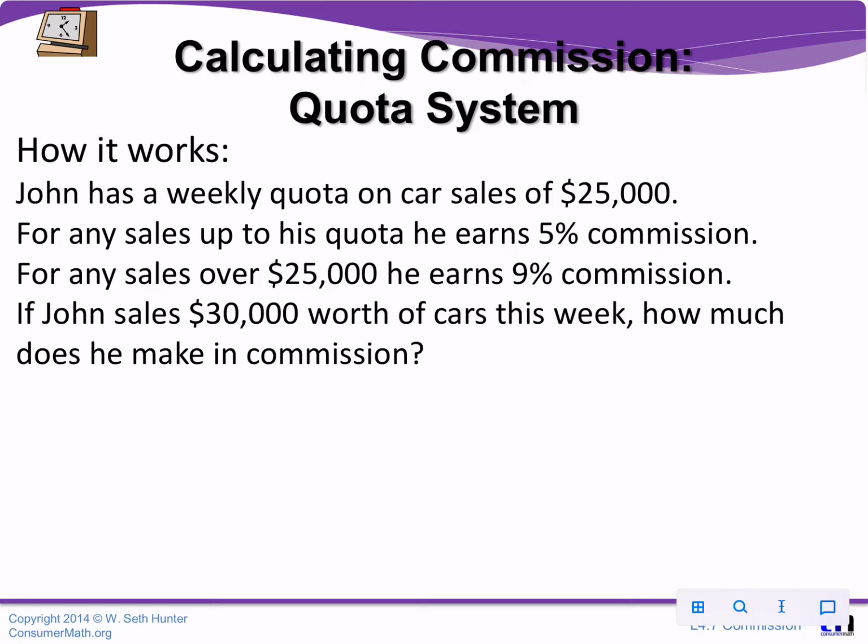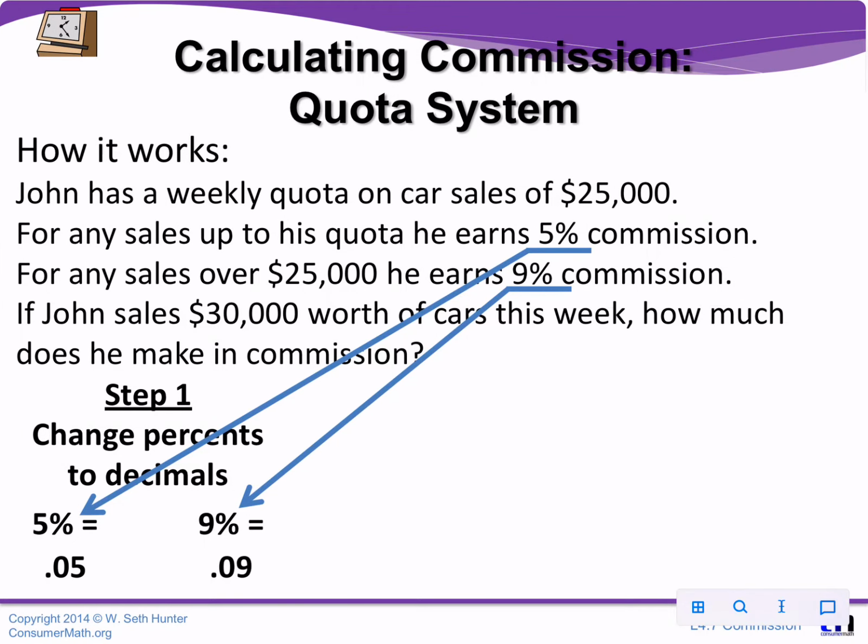How it works: Johnny has a weekly quota on car sales of $25,000. For any sales up to his quota, he earns 5% commission. For any sales over $25,000, he earns 9% commission. If Johnny sells $30,000 worth of cars this week, how much does he make in commission?